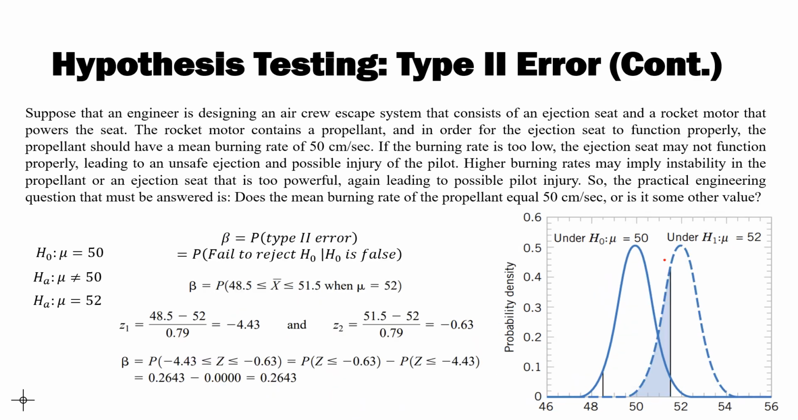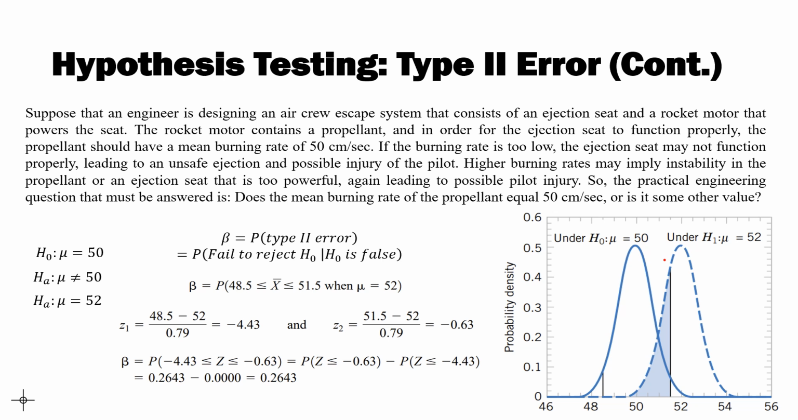A type 2 error, denoted as beta, occurs when we fail to reject the null hypothesis even though it is false. In other words, we miss detecting that a normal distribution centered at a different value, such as 52, generated the sample and incorrectly conclude the burning rate mean is 50.